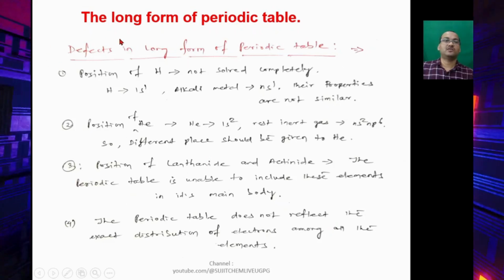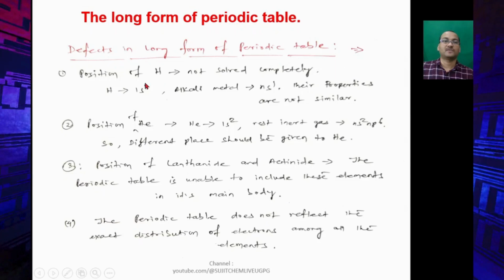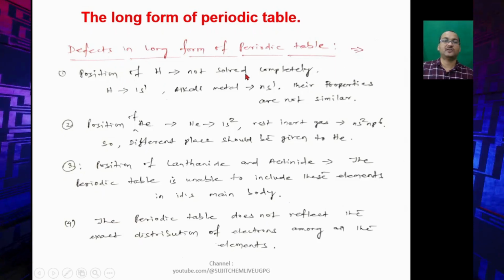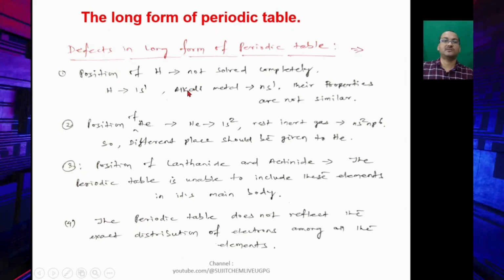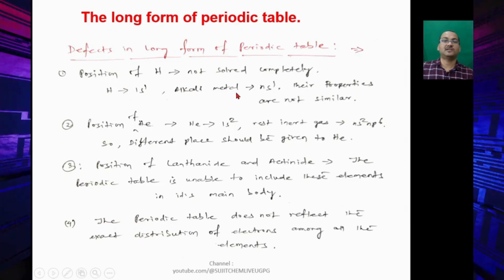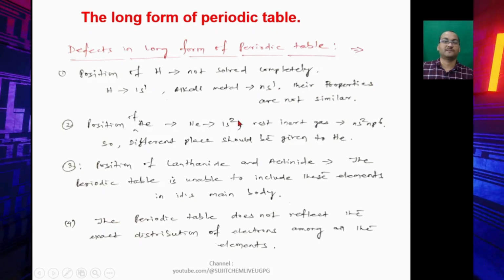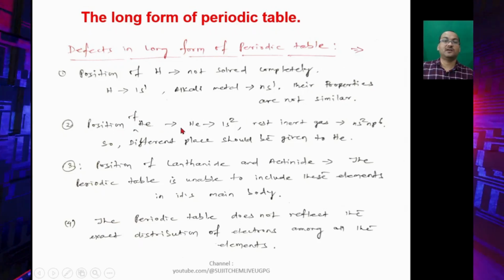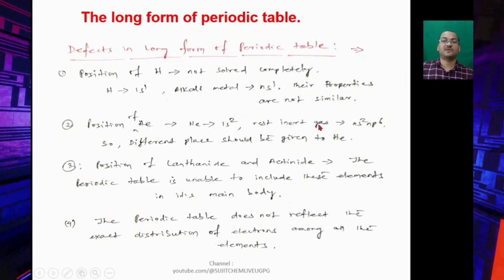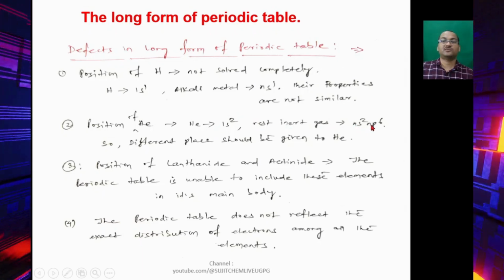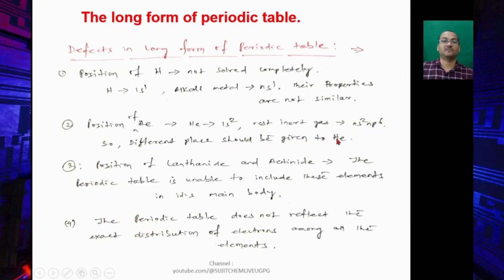Let's find out some limitations or drawbacks of this long form of periodic table. The position of hydrogen is not solved completely. Hydrogen's electronic configuration is 1s1, and alkali metals also have electronic configuration ns1, but their properties are not similar. Similarly, the position of helium. Helium has electronic configuration 1s2, while the rest of the inert gases have ns2 np6 configuration. So a different place should be given to helium.